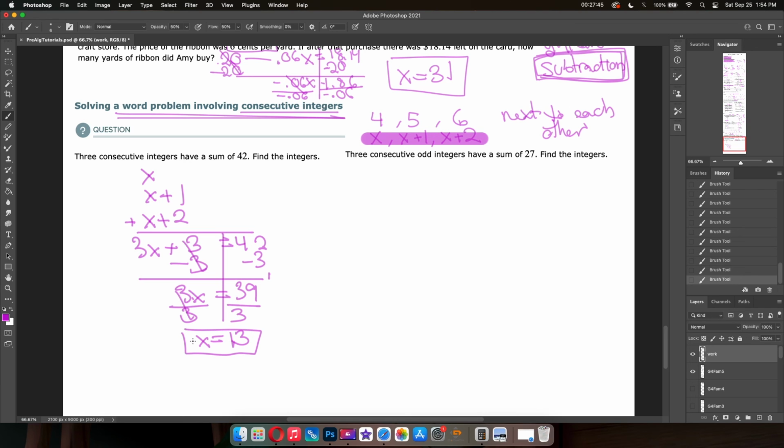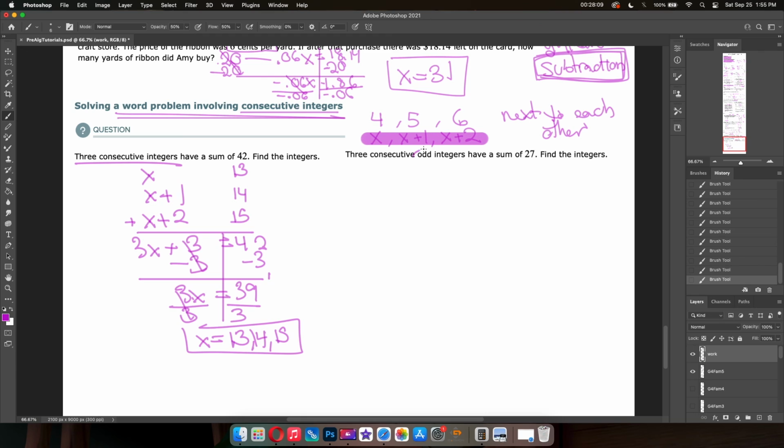And there's our number. There's a number, but is it the complete set? Because remember, it's 3 integers that we're looking for. So now, if x is our 13, what's x plus 1? 13 plus 1, 14. What's x plus 2? 13 plus 2, 15. So that's going to be the complete answer that we would expect to be input into the software.